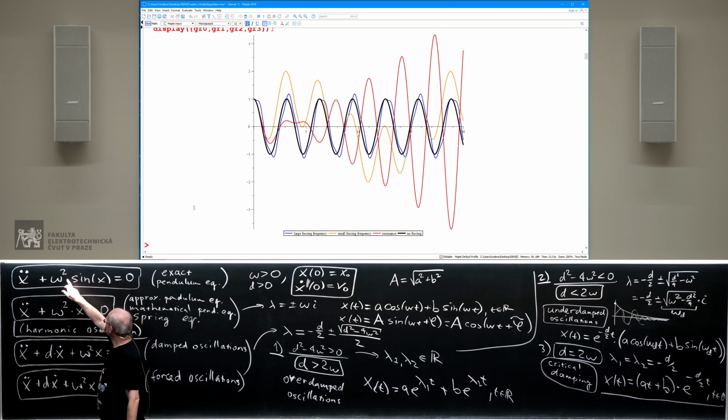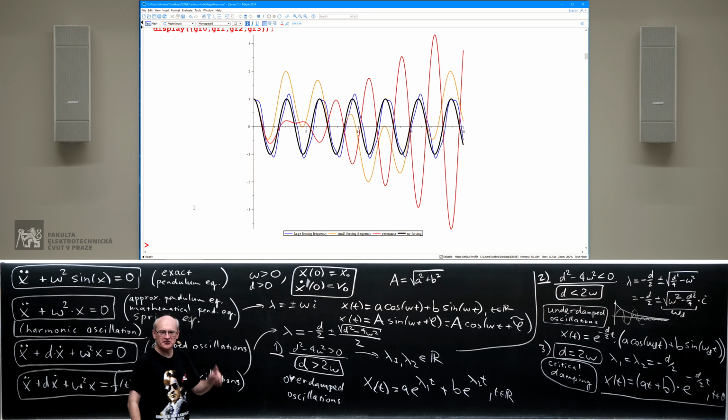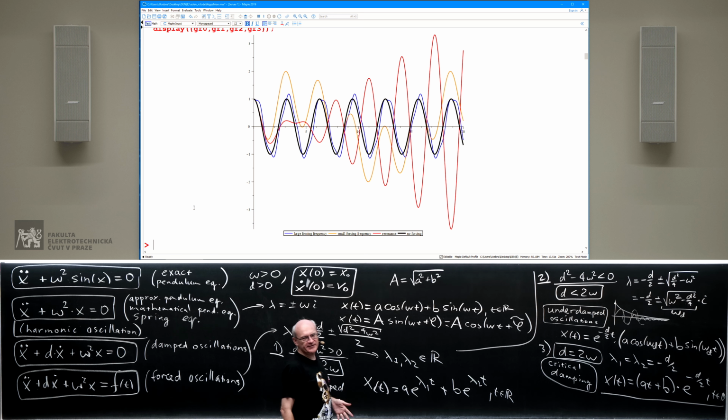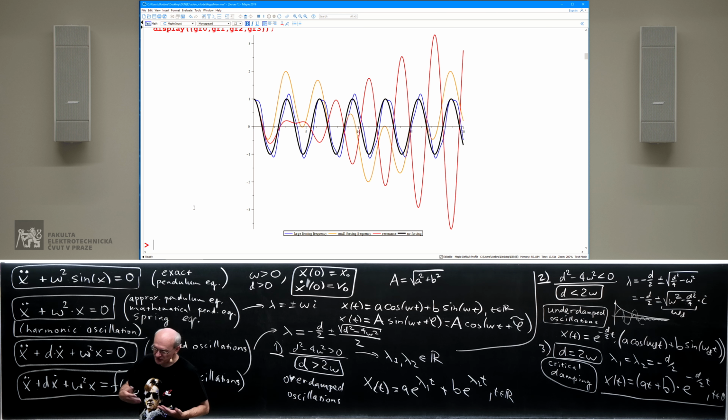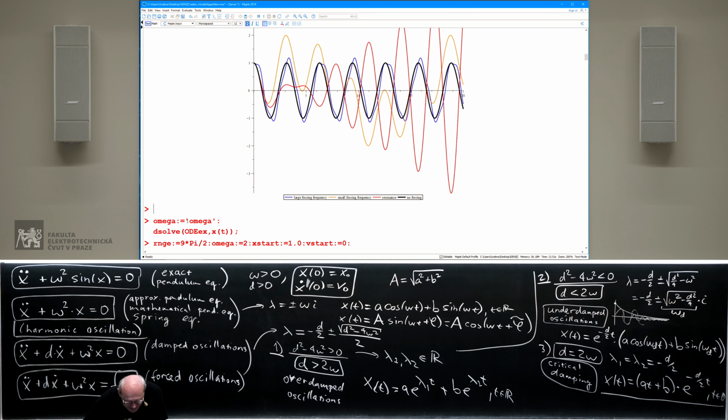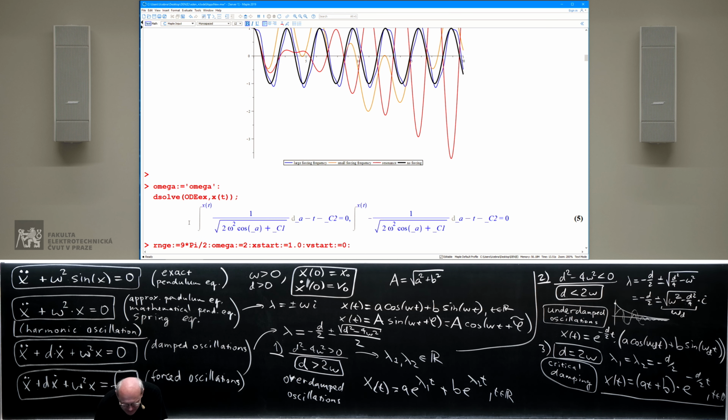Which brings us to the true pendulum equation. We cannot solve it analytically, and this was proved mathematically. There is no formula which would give you the solution, so we have to ask Maple for a numerical solution. Let's have a look at it. So, this is what you get when you ask Maple to solve the exact pendulum equation.